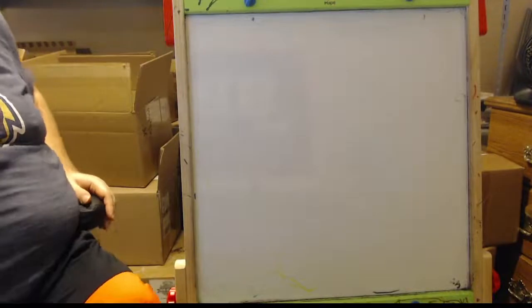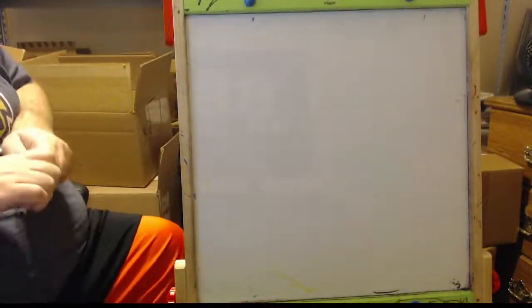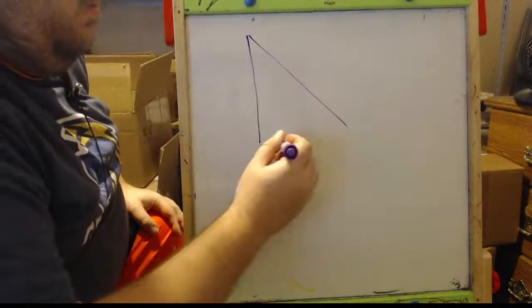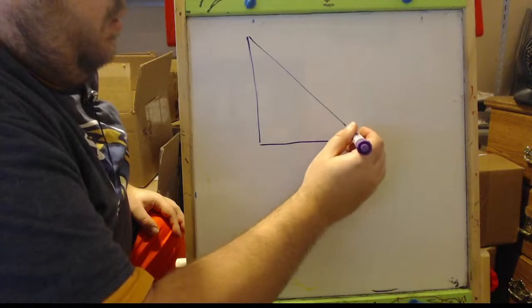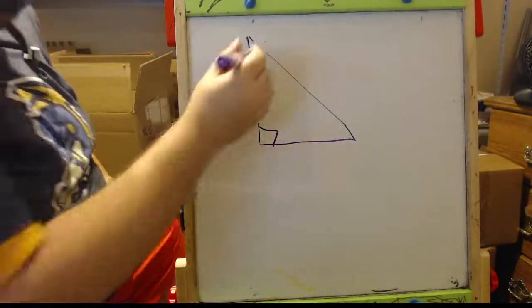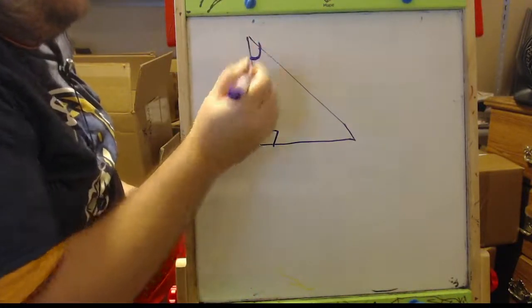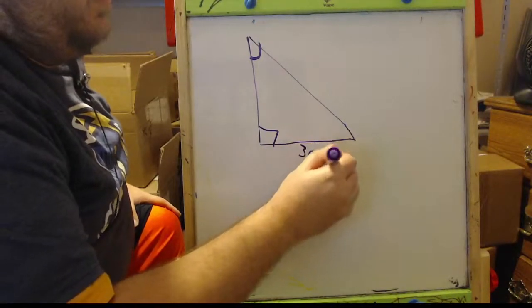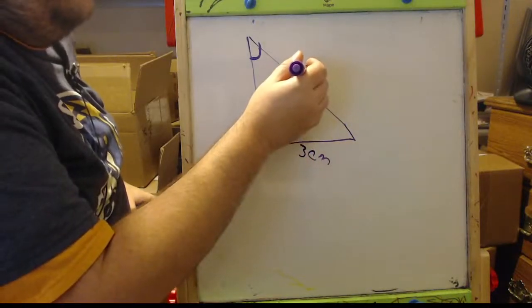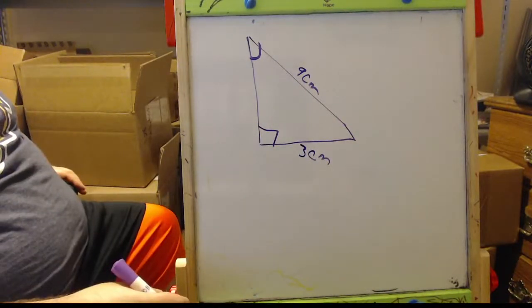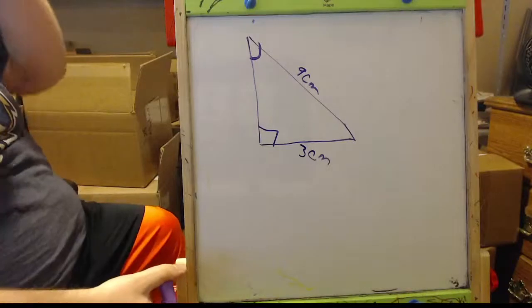Yeah, so if you have a triangle, it has to be a right triangle for what we did. So let's draw a right triangle out here. So there's our right triangle. Here's our right angle. Okay, and let's say we wanted to find this angle. Say they said this is 3 centimeters and this is 9 centimeters. Something like that. I'm just making up numbers.